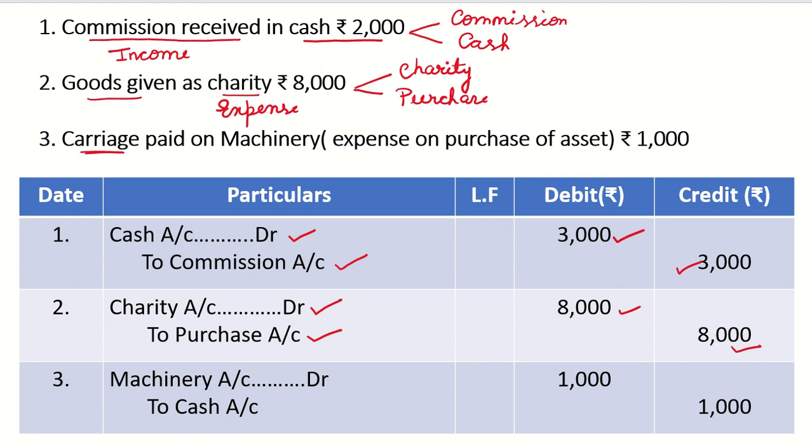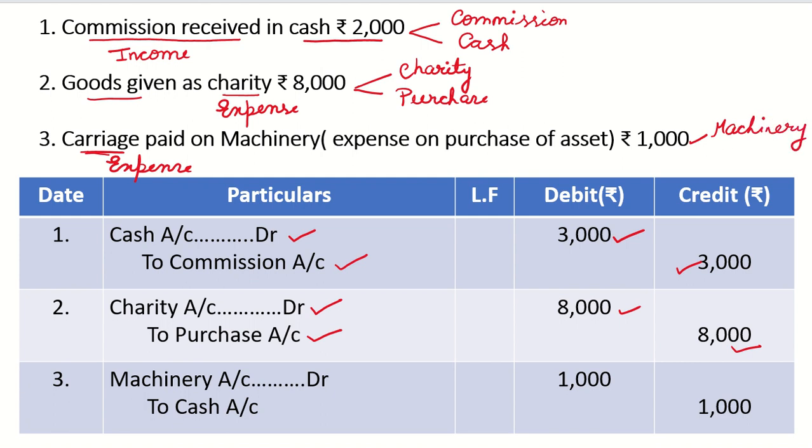Carriage paid on machinery. Now they have purchased the machinery, and on that machinery they have paid some carriage. So that is an expense to the company, right? Now they are charging the carriage on the machinery. So the first account which gets affected is the machinery account.